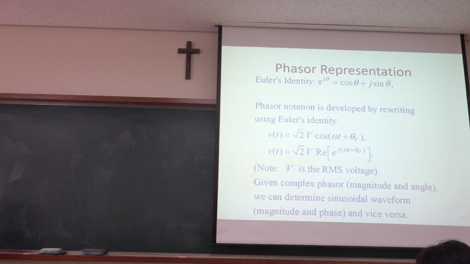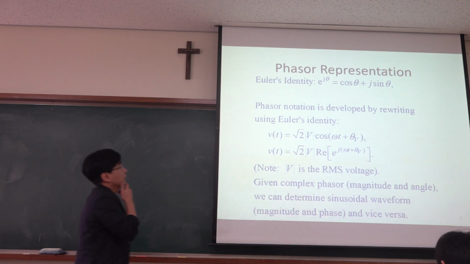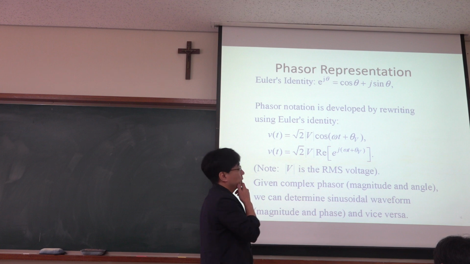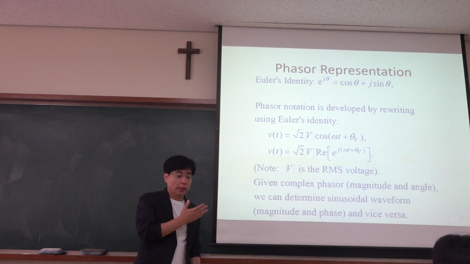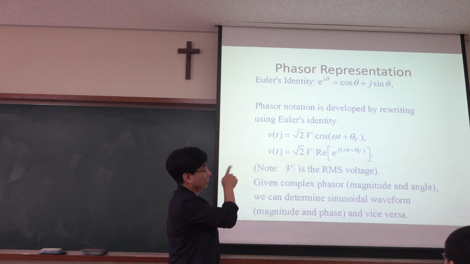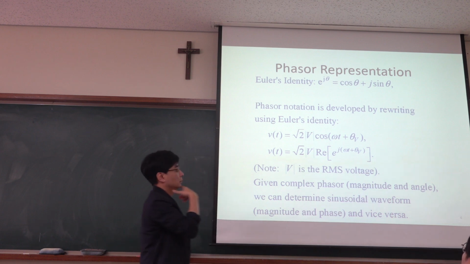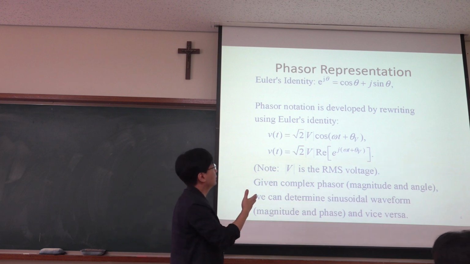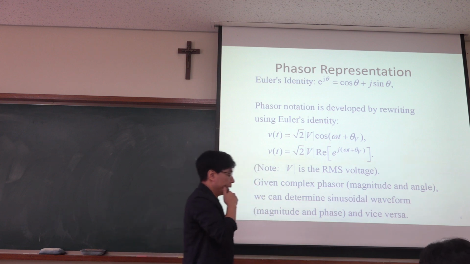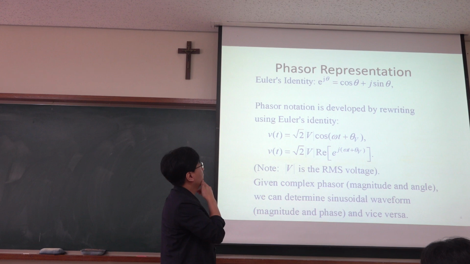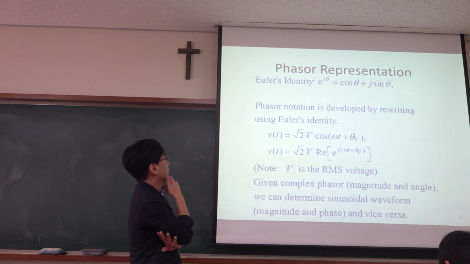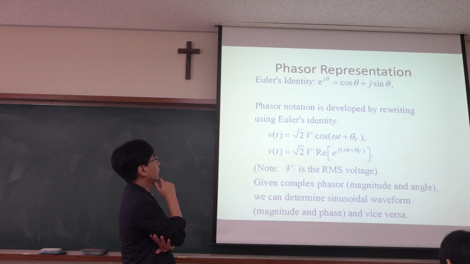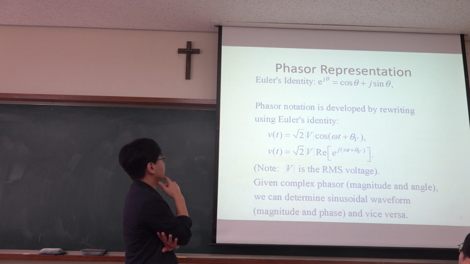So then we have a phasor representation. To introduce phasor, we need to use the Euler formula. Euler formula is that e to the j theta equals cosine theta plus j sine theta. And using this phasor notation, let's see. Phasor notation is developed by rewriting this using Euler's identity.